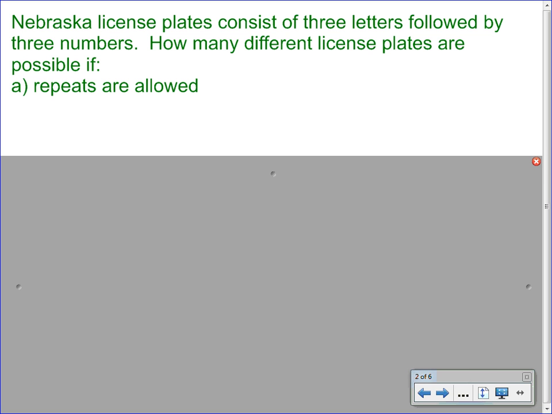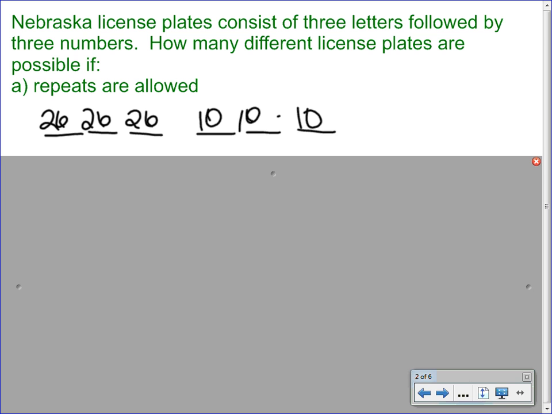So we have 3 letters followed by 3 numbers. How many letters are there? 26. Please remember that. So we have 26 times 26 times 26. How many digits? 10. Very good. We have 0 through 9. So there are 10. We multiply these numbers together. What do we have? 17,576,000.